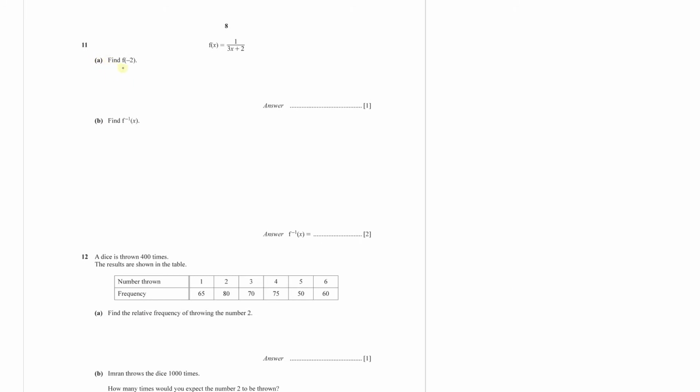So question number 11: f of x is given by 1 over 3x plus 2. You have to find f of minus 2. So f of minus 2 would be, I can replace the value of x with minus 2. So this becomes 1 over 3 into minus 2 plus 2, which is 1 over minus 6 plus 2, which is 1 over minus 4, or you can write it as minus 1 over 4 as well. So this is minus 1 over 4.